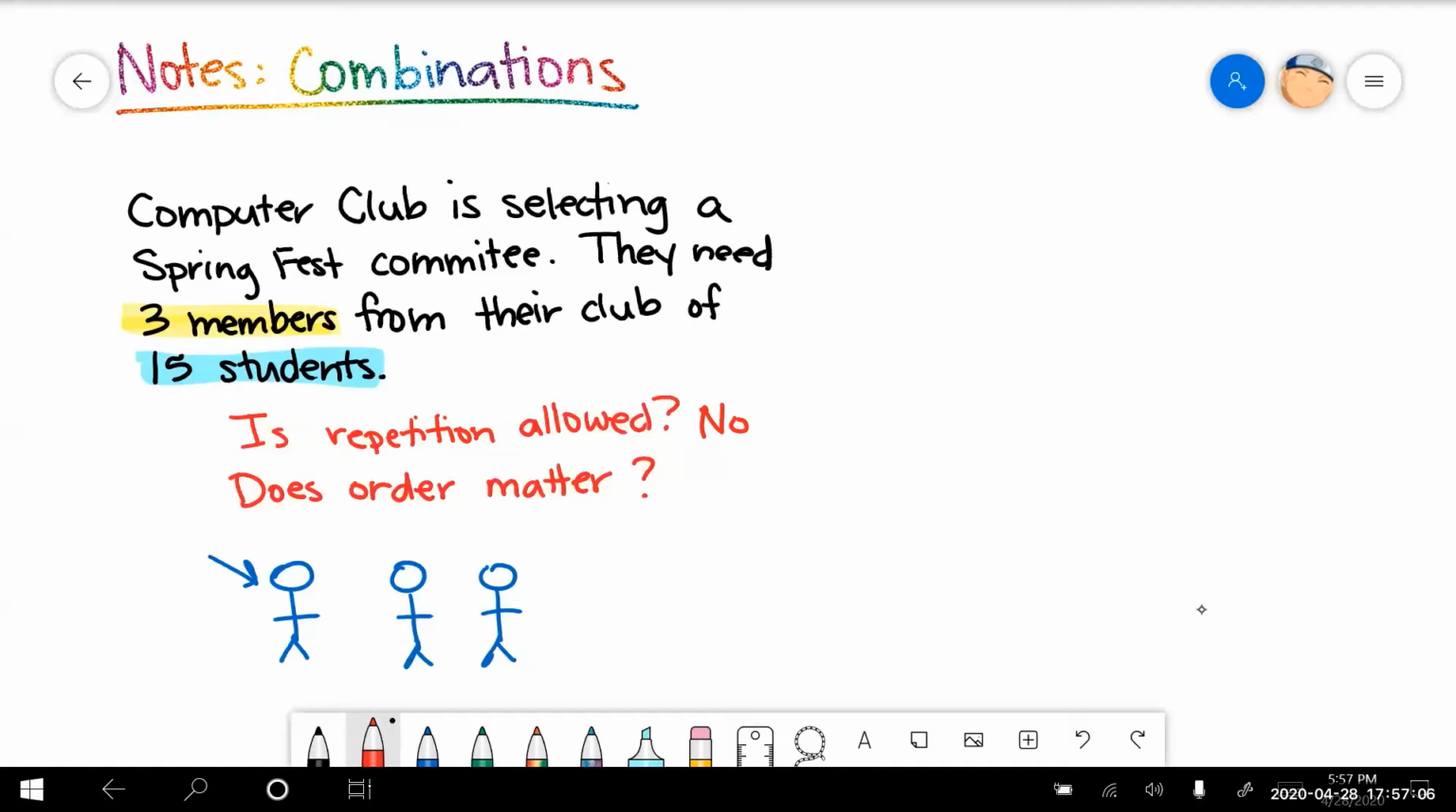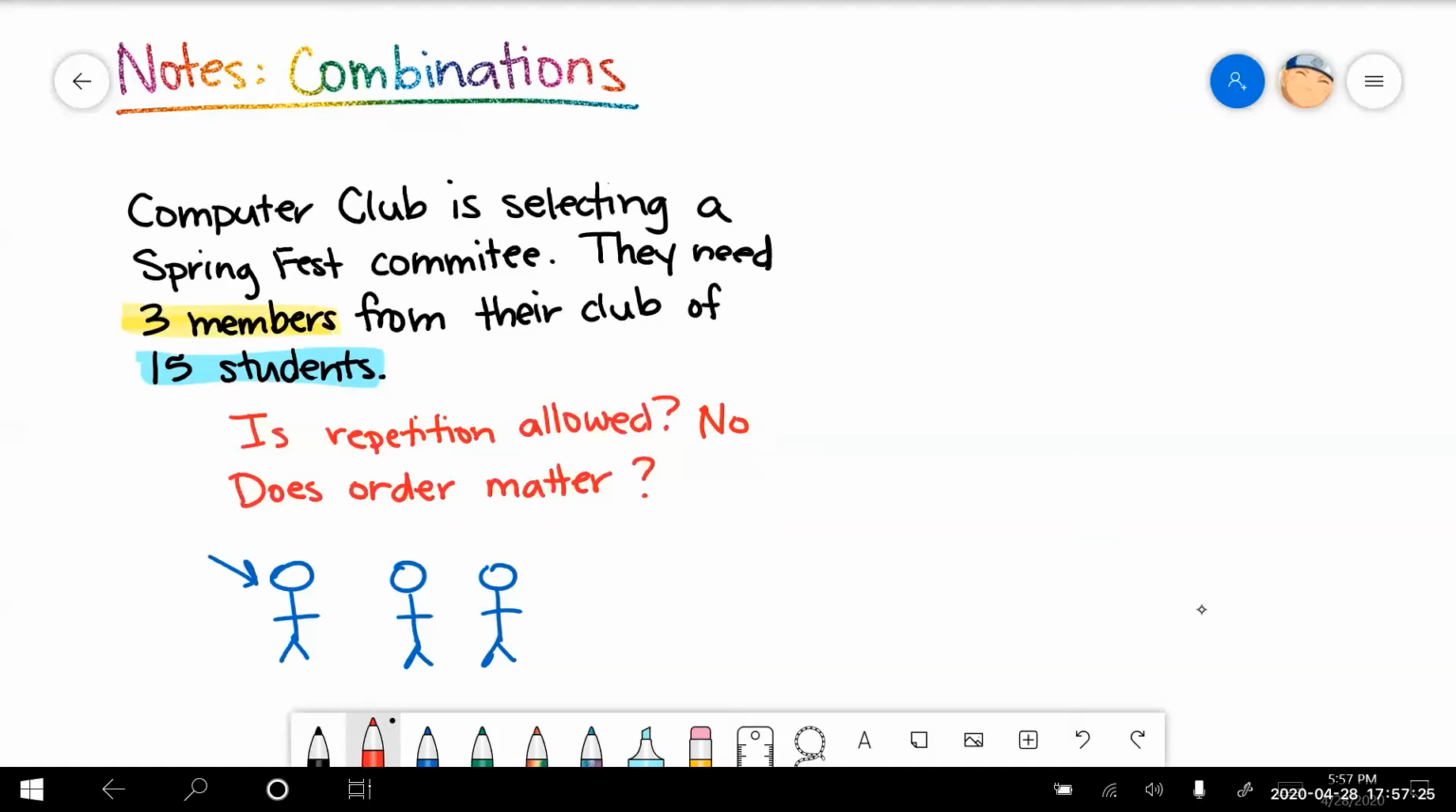Am I supposed to be talking about permutations, where order does matter, as in the situation with the chess club and the horse racing? Or is it the situation where we're going to be using something called a combination, where order does not matter? So let's take this scenario.